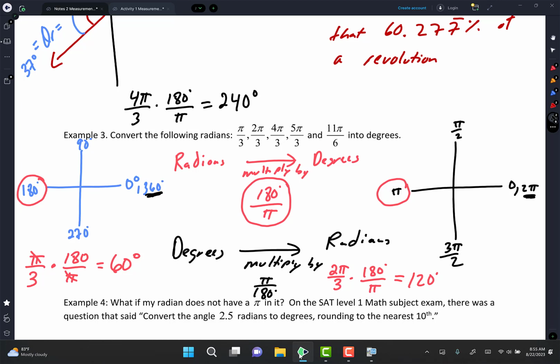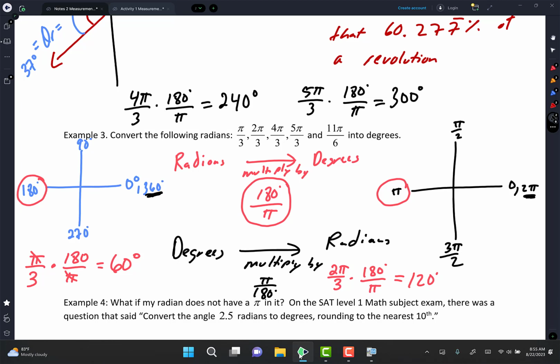All right, 5 pi over 3 times 180 over pi. What do we get? Pi's cancel out. 5/3 times 180. 300.